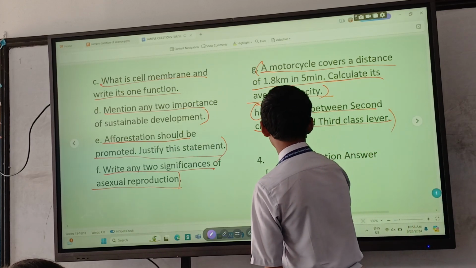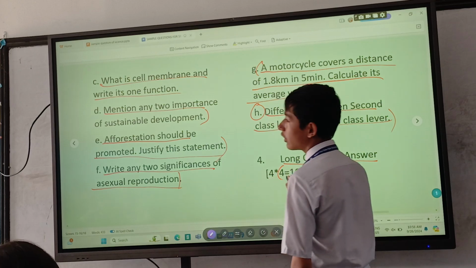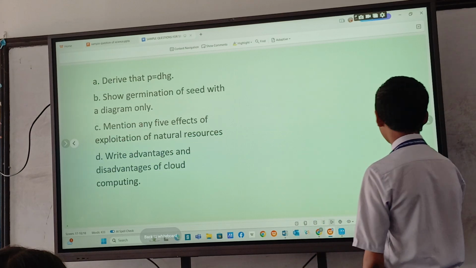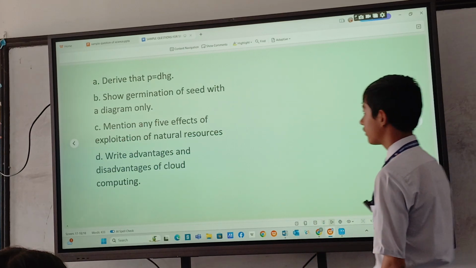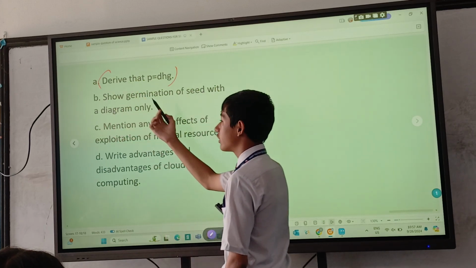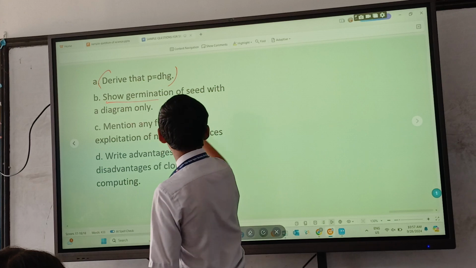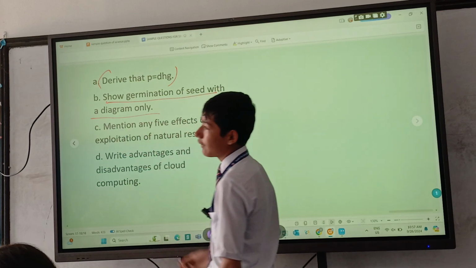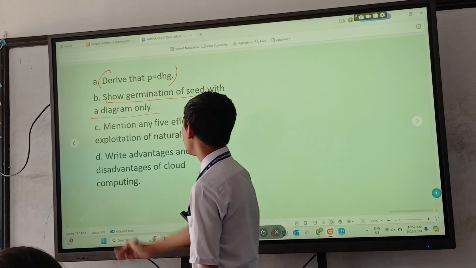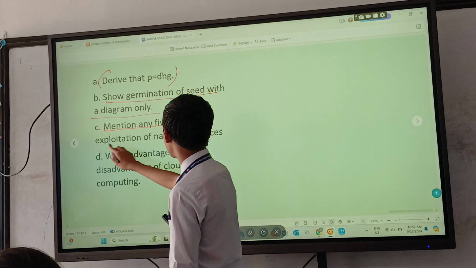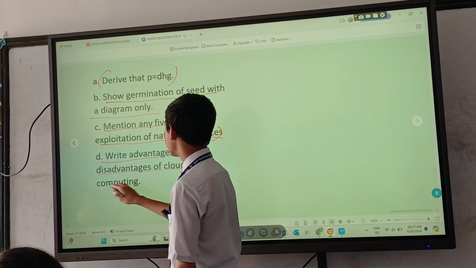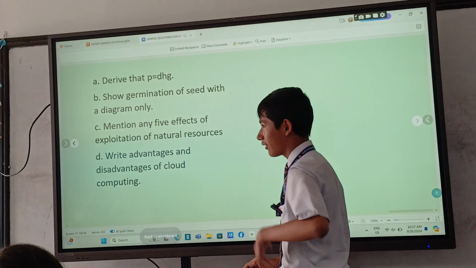The fourth question is going to be about long answer questions. There are going to be 4 questions of 4 marks each. That makes it 16 marks. The questions are: derive that P equals h rho g, which means to just prove it. Germination of seed with a diagram only. You have to draw a diagram which is presented in our book that shows germination of seed. Mention any 5 effects of exploitation of natural resources. Write advantages and disadvantages of cloud computing. Thank you. That was all about my sample questions.